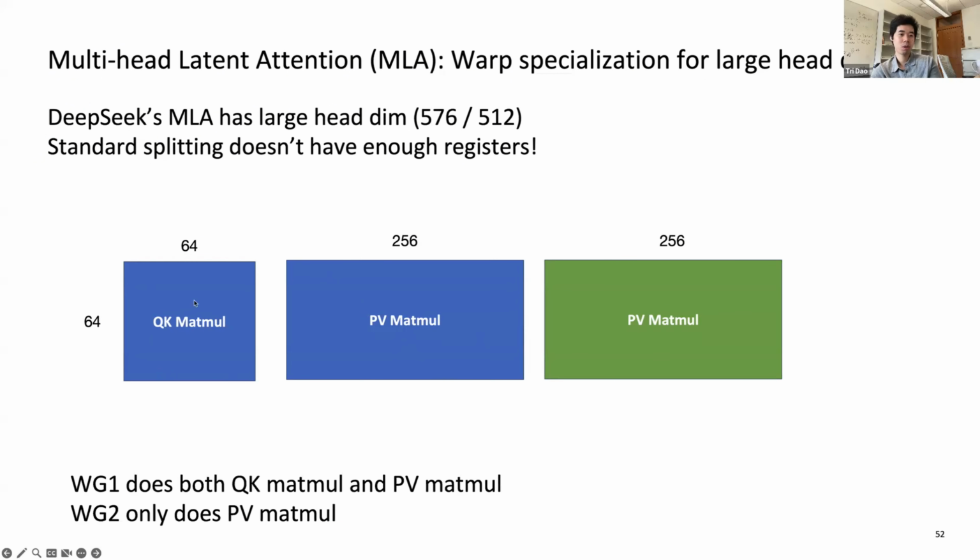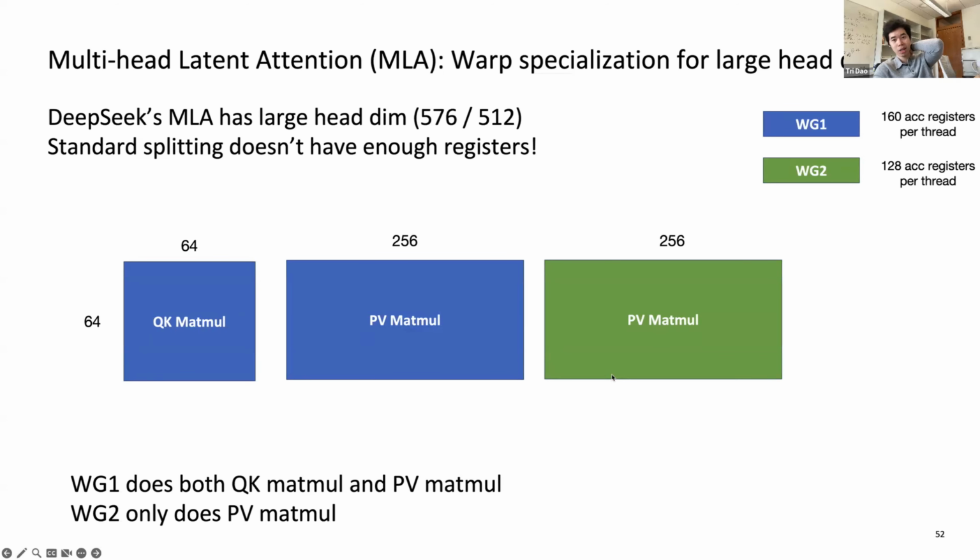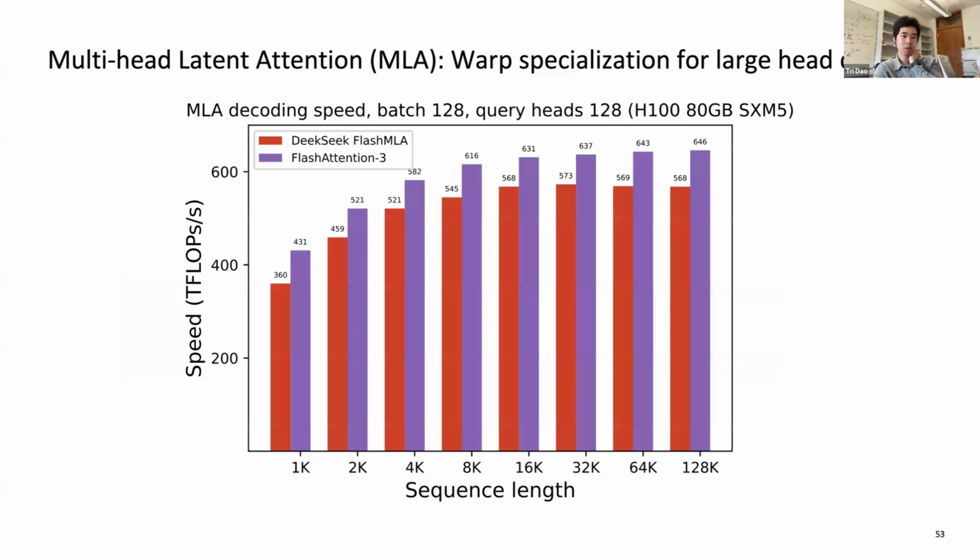So warp group 1 will do the matrix multiply for Q and K, and then they will use the result to compute their own P times V, but also pass that softmax probability to the second warp group to do P and V, right? And if you split it this way, you actually do have enough registers. And this works quite well.